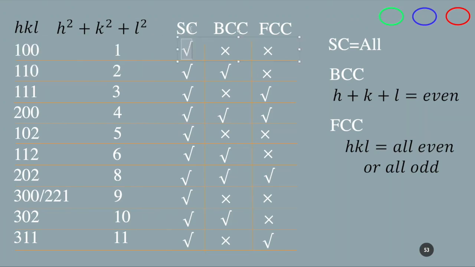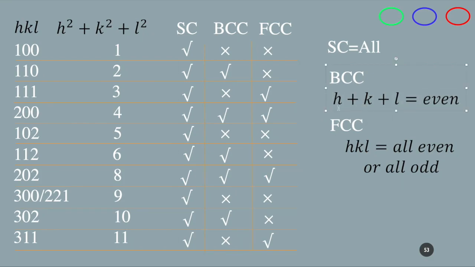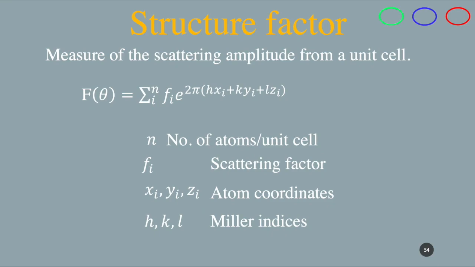Experimentally, it is found that simple cubic systems have all these planes: 100, 110, 111, 200. But in BCC some of the peaks are missing. For example, 100 you don't find in BCC, and for FCC you don't find peaks corresponding to 100. In fact, we have this general rule: simple cubic has all types of X-ray reflection, BCC has reflections only when h plus k plus l is an even number, and FCC has XRD reflections when h, k and l are all even or all odd. So this is the condition. But Bragg's equation explains the relationship between theta, the angle, and the planes; it does not explain why some of the peaks are missing. To know that, we need to go further to the structure factor.